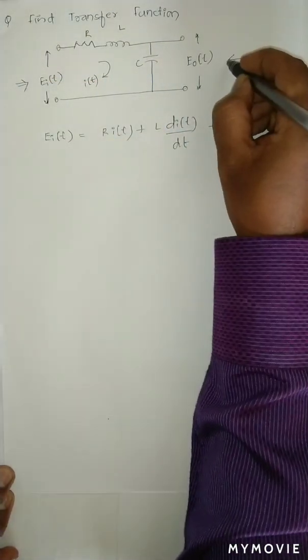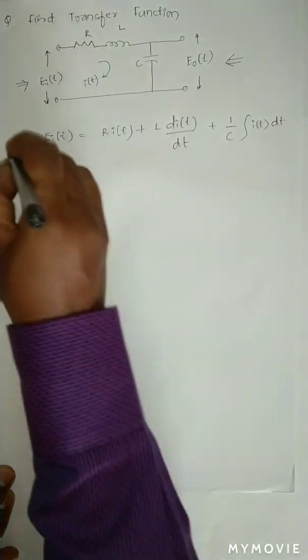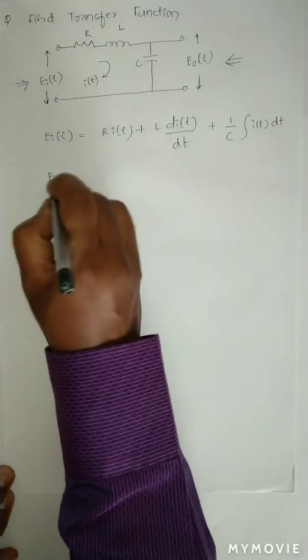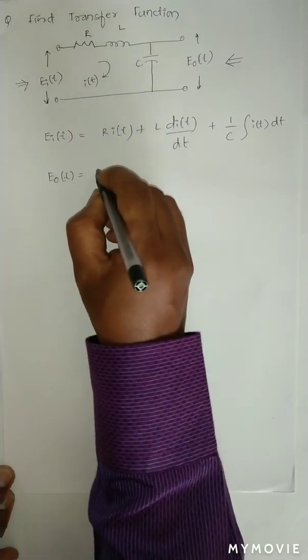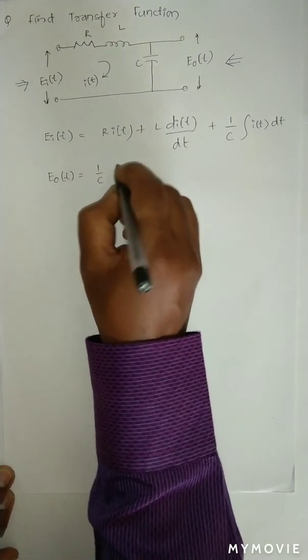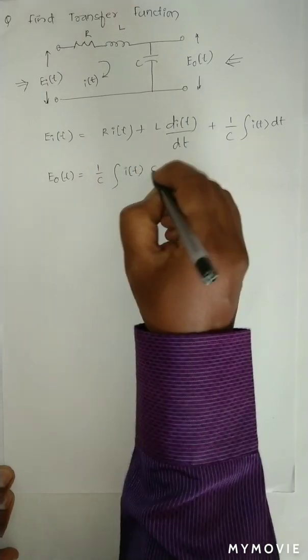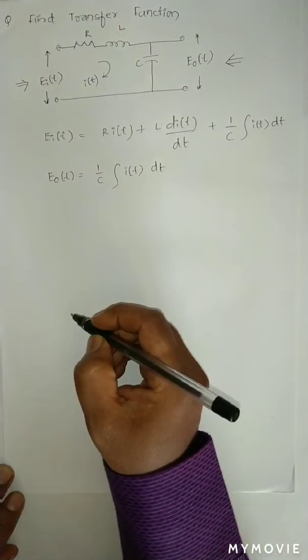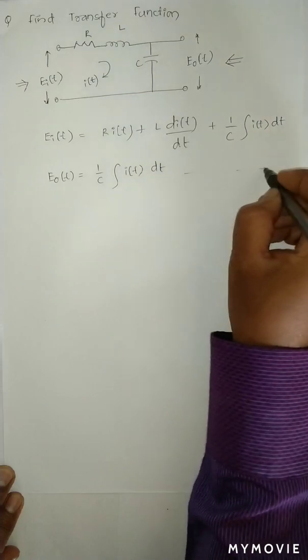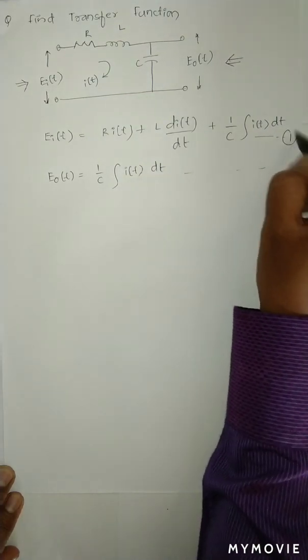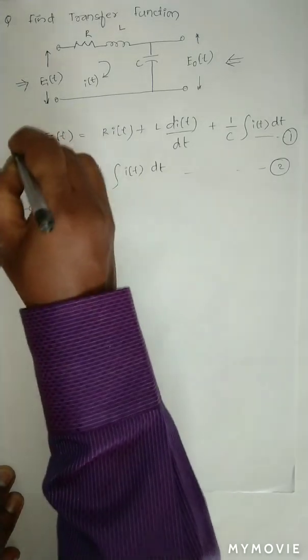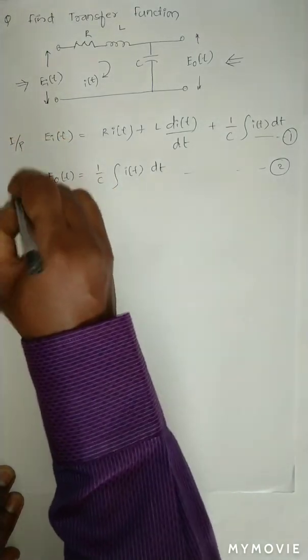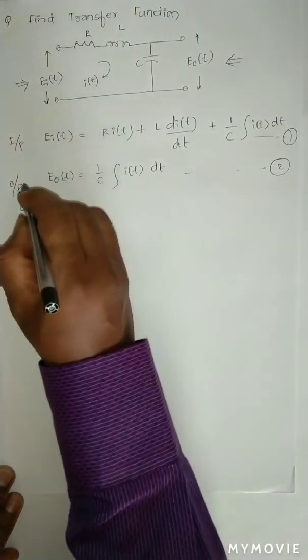Similarly, output side we will get E naught of t is equal to 1 by C integration I of t dt. So both the equations, equation 1 and equation 2, we will convert into Laplace. So this is the input, this is the output equation, right?